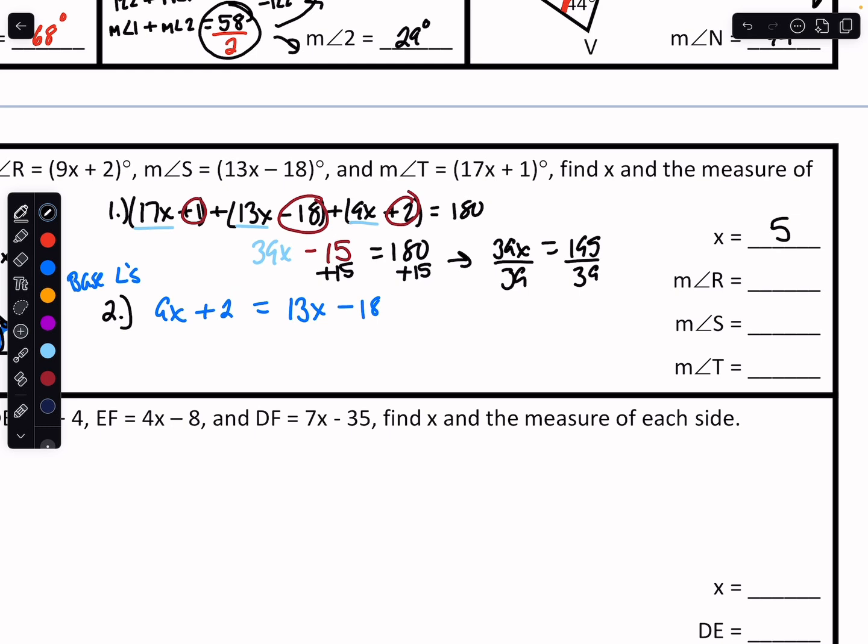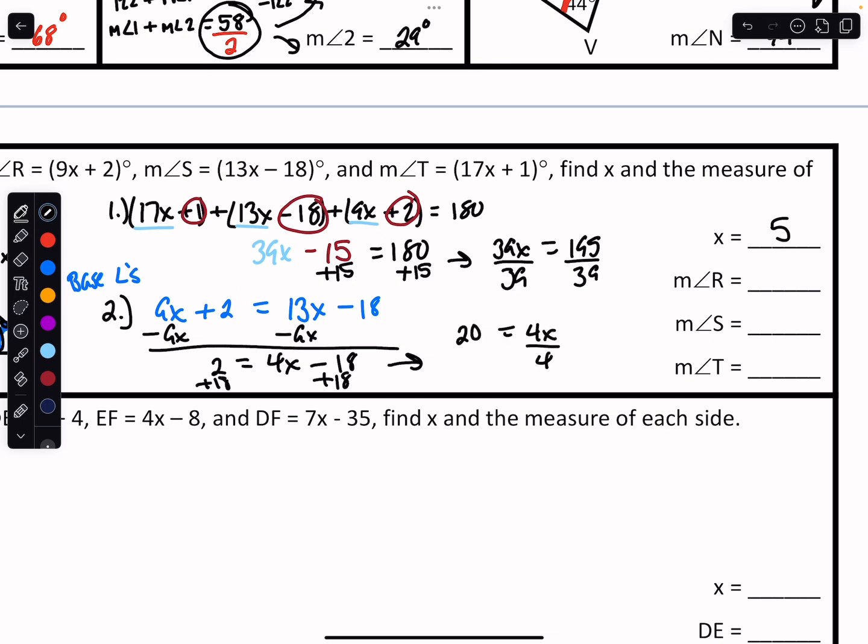Equation number 2. Maybe work smarter, not harder, right? You don't have to show all the work for this equation. But if you get the x's to the right side, I believe I show it. Yeah, that's going to get you 2 equals 4x minus 18. And then we add 18. We'll get that 20 is equal to 4x. And then if we divide both sides by 4, then we get 5. So same answer as the first equation.